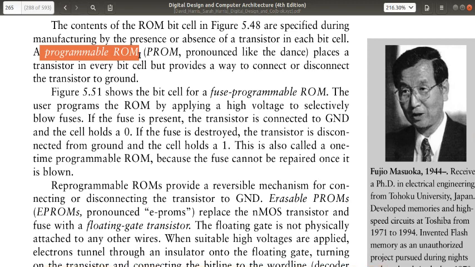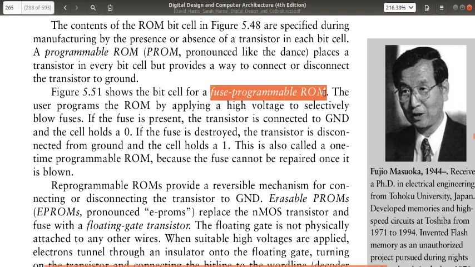So we saw a basic simple ROM which was programmed and manufactured and given to you by the manufacturer, so that you couldn't do anything. Then there came a programmable ROM, that is, you could program it once using some sort of an ultraviolet ray emitting machine. There were specific machines for doing that, and an example that we saw was the fuse programmable ROM, right?